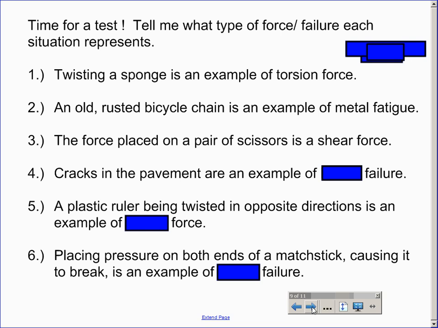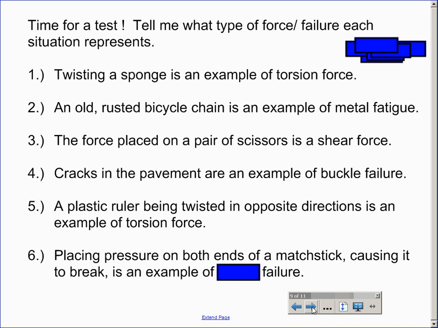The force placed on a pair of scissors is a shear force. Cracks in the pavement are an example of what kind of failure? Buckle failure. A plastic ruler being twisted in opposite directions is an example of what kind of force, grade 7? Torsion.